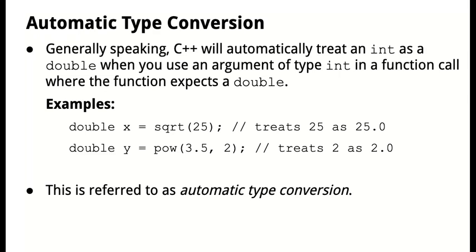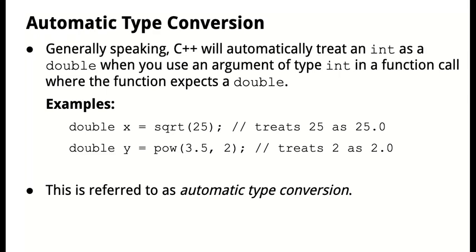Now, another idea is what's called automatic type converting in C++. Generally speaking, C++ is going to treat an int as a double whenever you plug in a value of type int where it expects a double. This has happened so often that you probably haven't even thought about it. For example, in the predefined functions that do mathematical calculations like the square root, you can pass in 25 where it expects a double, and it's going to treat 25 as the double value 25.0.